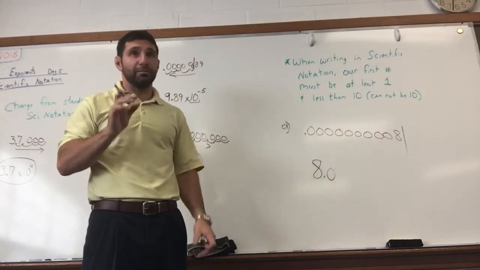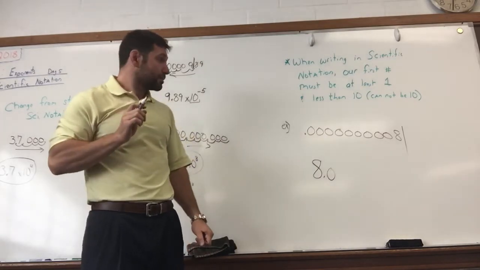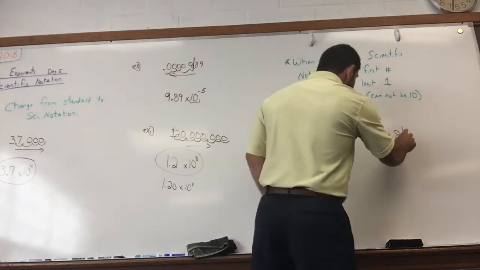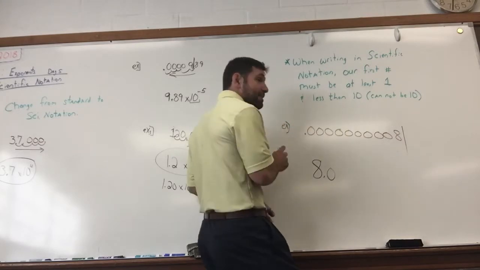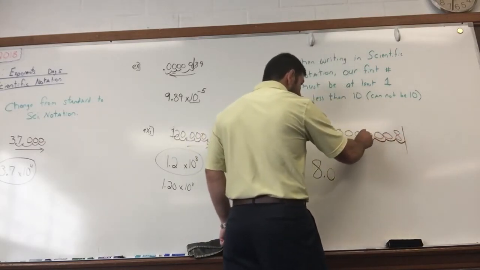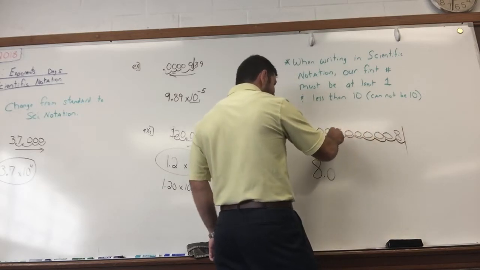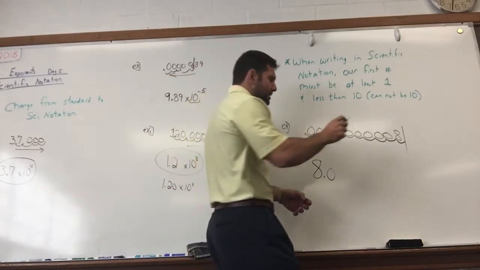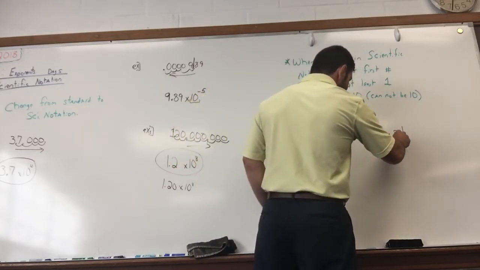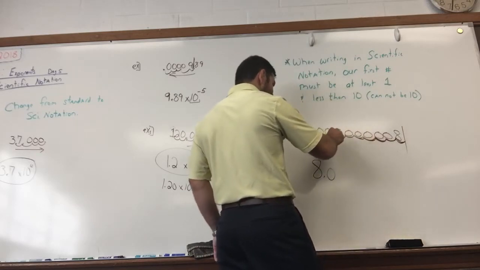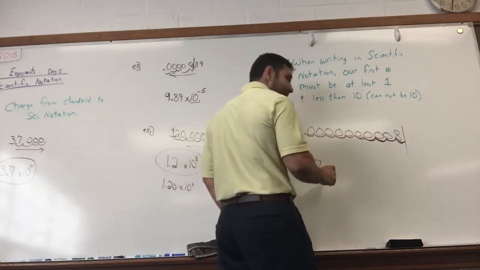No, you don't have to put the line there. You can just have 8. But now I'm going to count. I need to go from my starting point back to my decimal. 1 bunny hop, 2, 3, 4, 5, 6, 7, 8, 9. Let's double check. 1, 2, 3, 4, 5, 6, 7, 8, 9, 10.